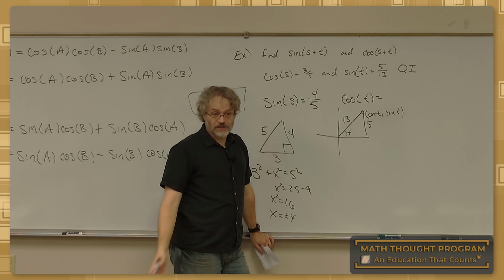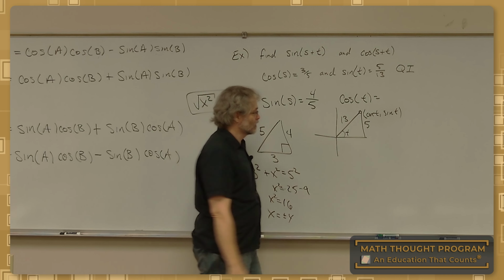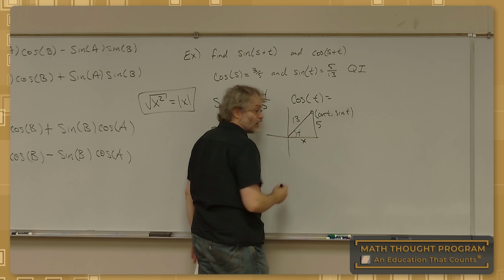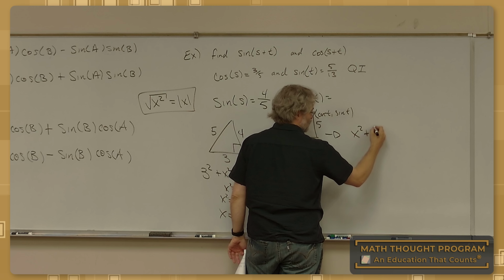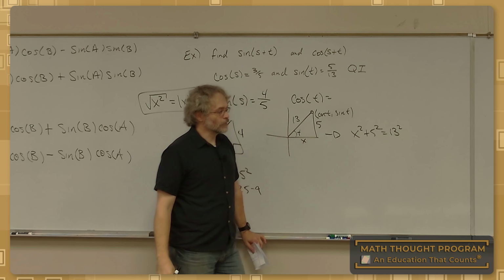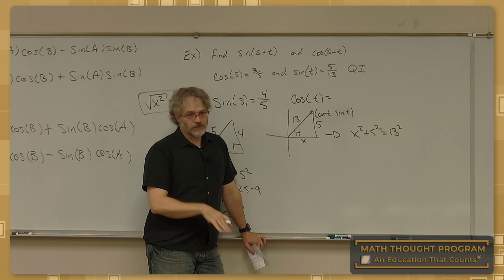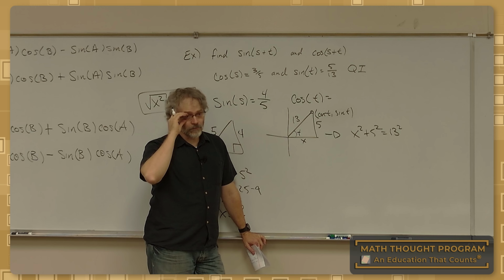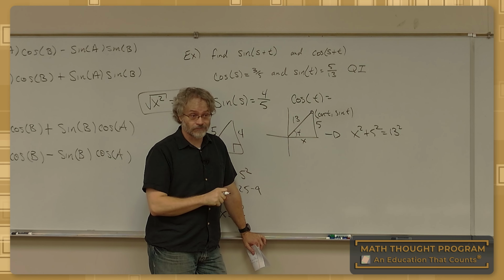And I got to figure out the adjacent side. So once again, the hunt is on. Call it x. x squared plus 5 squared equals 13 squared. And I do see that we're going to be in the first quadrant, so whenever we take the square root, we'll take the principal square root and not worry about the negative root.